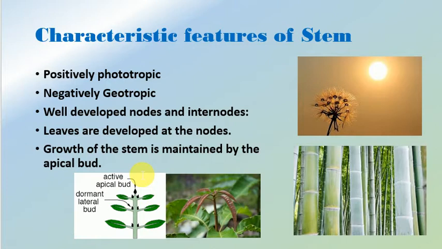The growth of the stem is maintained by the apical bud. Here we are talking of the vertical growth. The vertical growth of the plant is due to the activity of the apical bud. This is the image of the mango plant, and this is the apical bud of the mango plant. So always the shoot system grows vertically, height wise, by the activity of the apical bud.